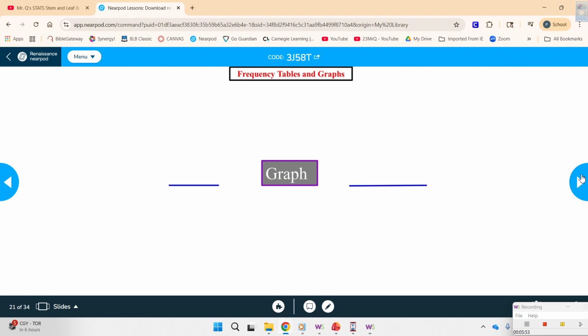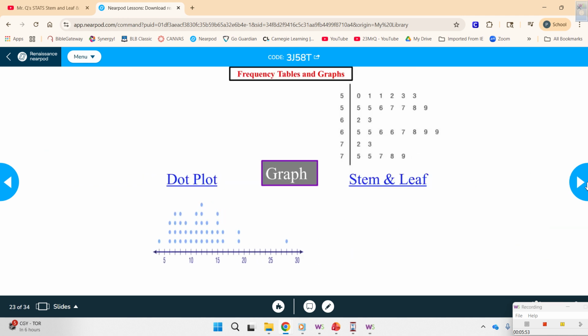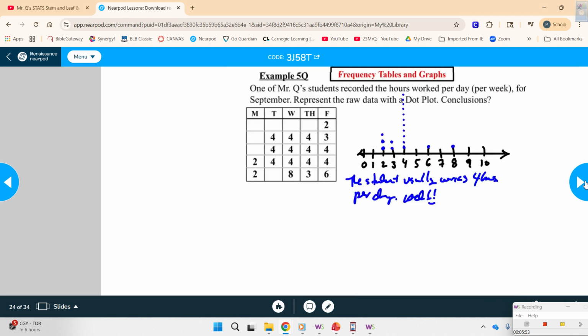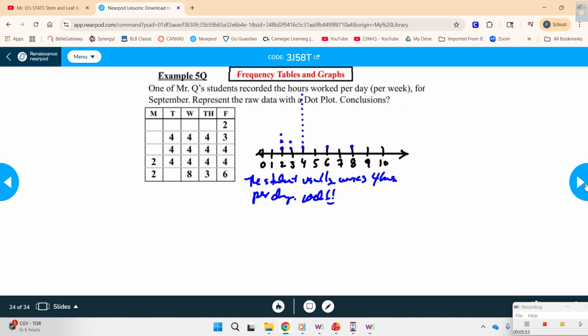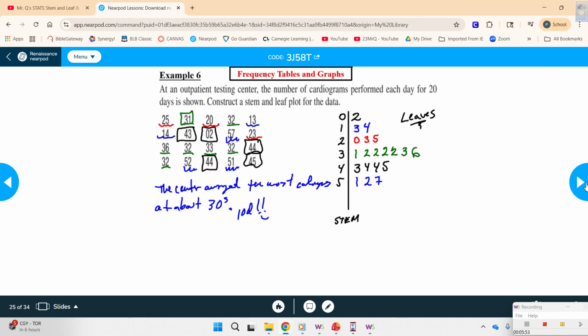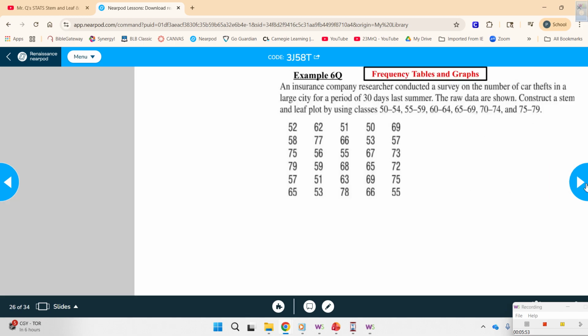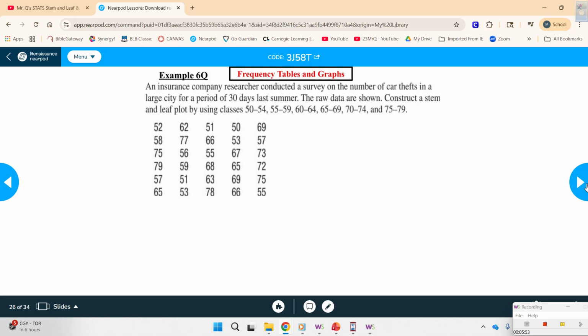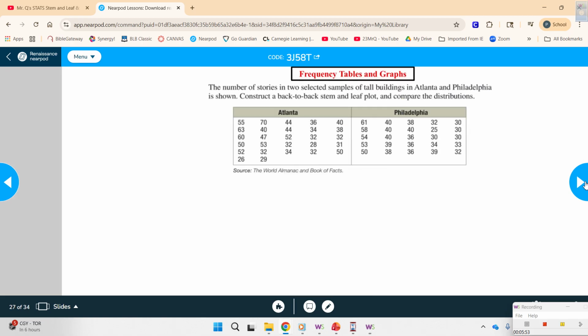Caitlin, what are the two? Stem and leaf, dot plot. That is correct. All right, so we're locked in. Yesterday we did this example for the dot plot. We did this one for stem and leaf. I explained this one in regards to the classes for stem and leaf.